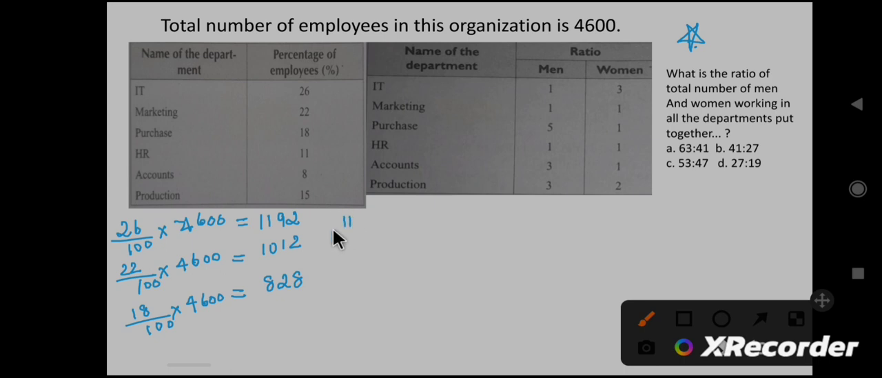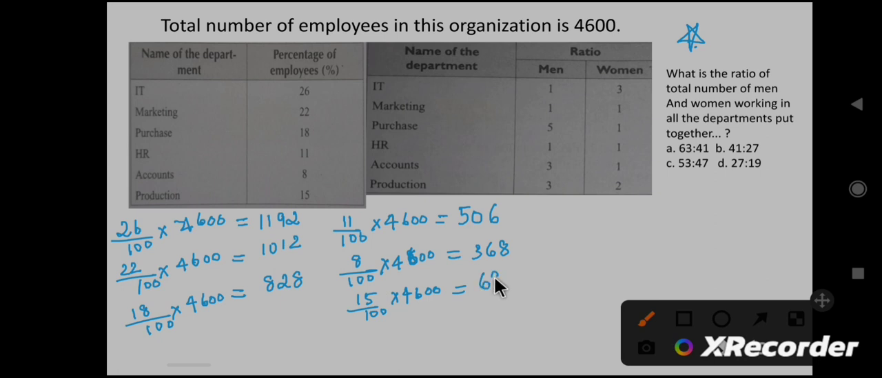Then for the HR department, 11 by 100 into 4600. For the accounts department, 8 by 100 into 4600. And for the production department, 15 by 100 into 4600. So if we multiply 11 into 46, we will get 506. 46 into 8, we will get 368. 46 into 15, we will get 690.